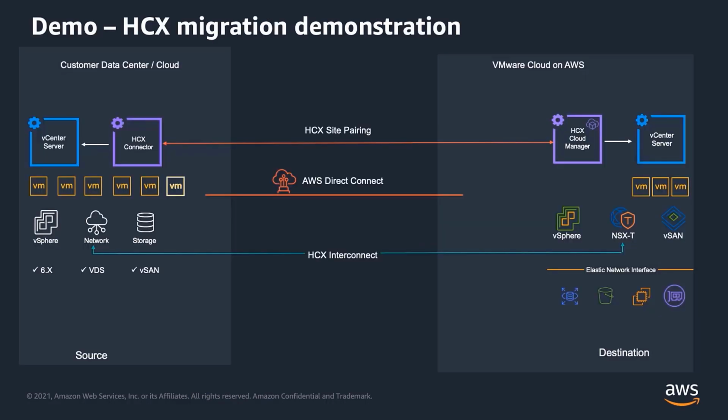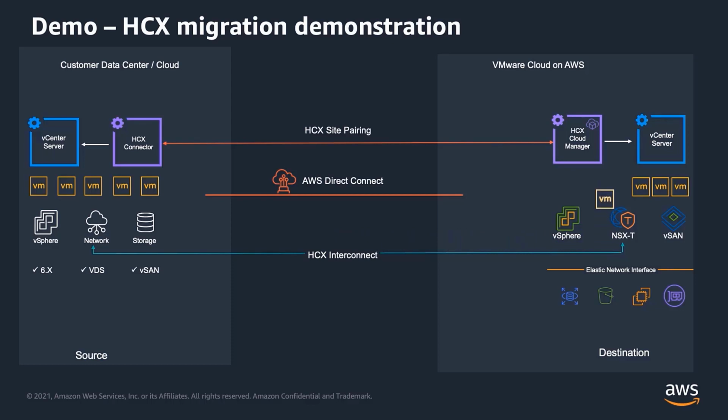For the demonstration today, we're going to migrate a VM from our on-premise customer data center into VMware Cloud on AWS. We've already set up HCX in our SDDC and have deployed an HCX connector to our on-premise vCenter. We've also connected the two environments over a Direct Connect. There's also an HCX interconnect that extends our on-premise network into the SDDC itself. This allows the VM to maintain its IP address and network configuration.